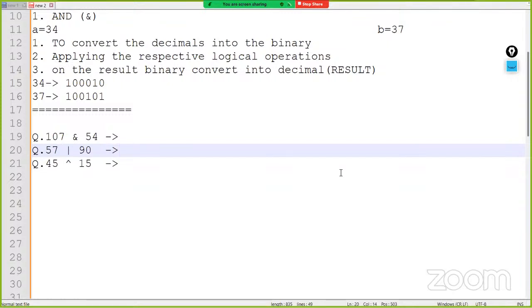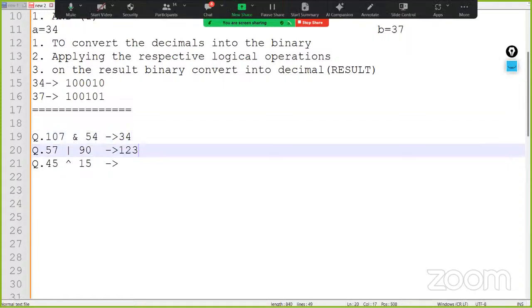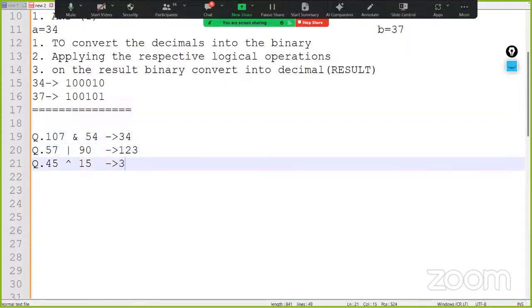We have results from the YouTube live. They are saying 34 for the first. Second answer is 123, and the third one is 34 one more time. Yes, Alfia, that's right.